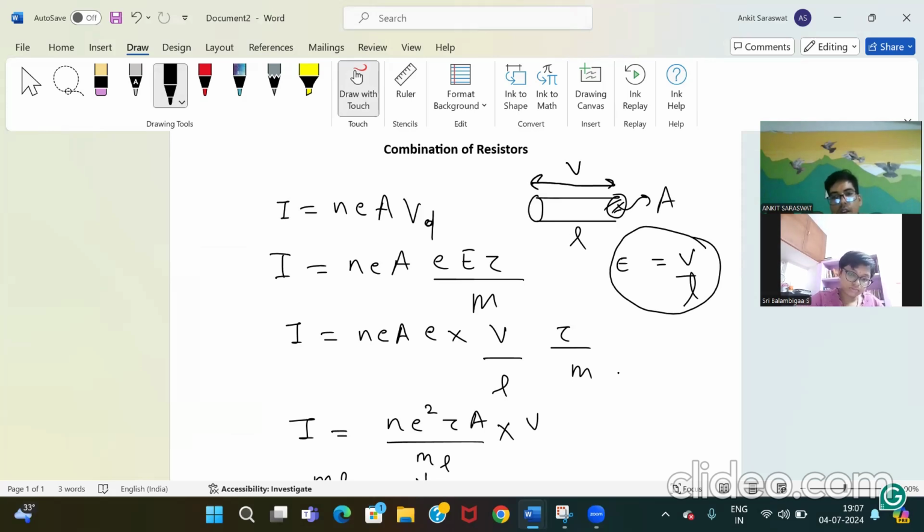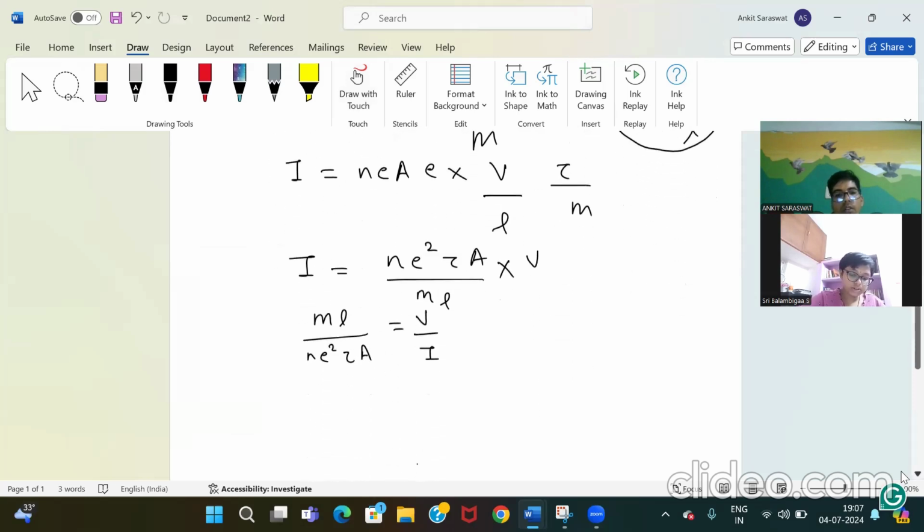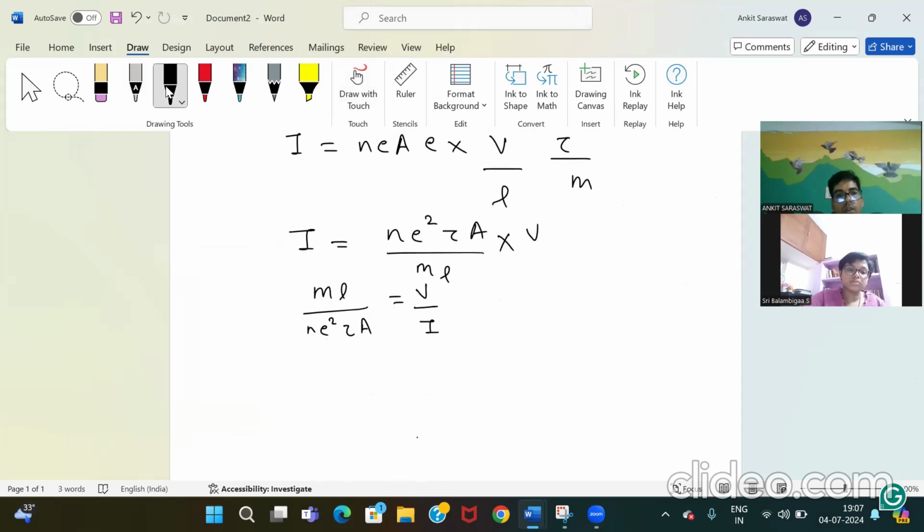This is what I have explained. Again, go back to the lecture. Watch the lecture carefully. Yes, sir. R is equal to V by I. What is Ohm's law? Ohm's law is V is equal to IR. Then R is equal to V by I. So this ratio R is equal to V by I. This is basically ml by n e square tau A.